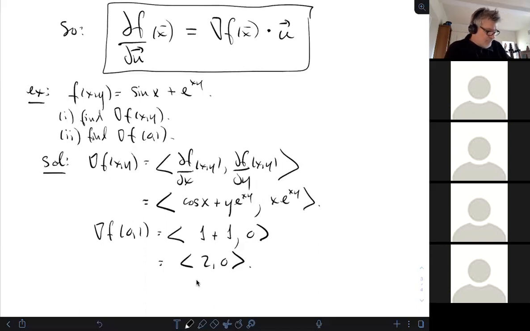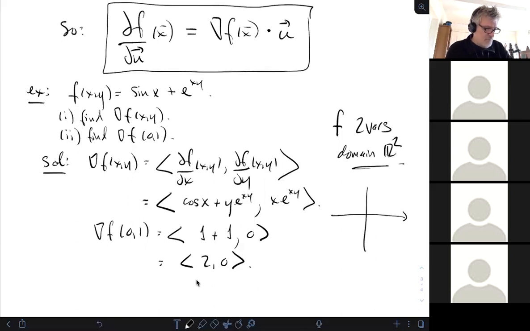But again, the function f is a function of two variables. Its domain here is R2, right? So if I look at the domain, x, y, I look at the point 0, 1. That's the point I'm interested in. And so the gradient vector, if I locate it at the point, would be this: gradient of f at 0, 1, located at the point 0, 1. We'll see what it means in just a few minutes. Okay.